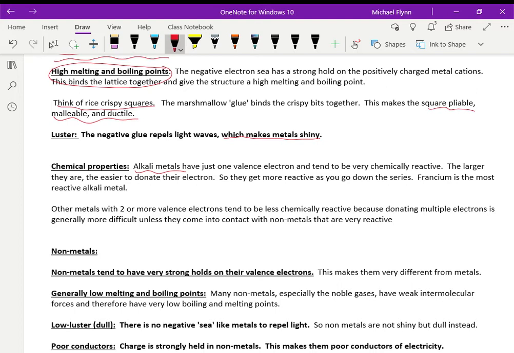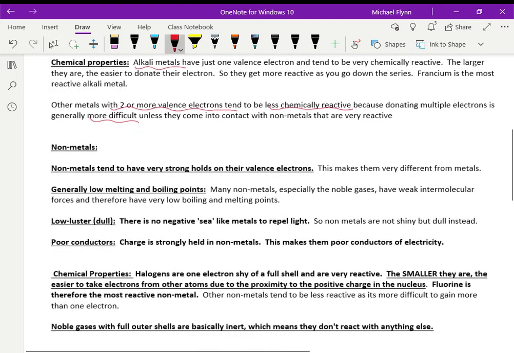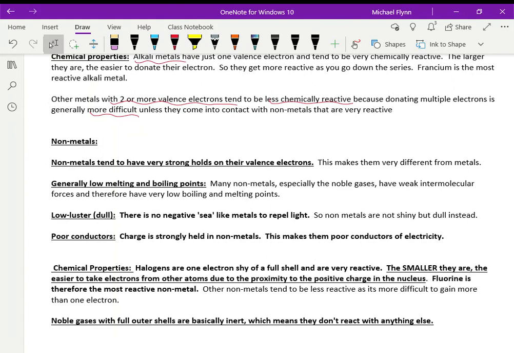So that's what I said here. If you have 2 or more valence electrons, you tend to be less chemically reactive because donating multiple electrons is more difficult. Okay, and that's why metals like aluminum and copper and zinc and nickel and so on tend to be less reactive, okay? Not unreactive completely, but less reactive. Like they don't explode when you throw them in water. In fact, they can't even break the water molecule's bond.